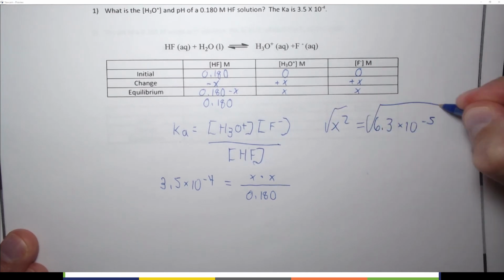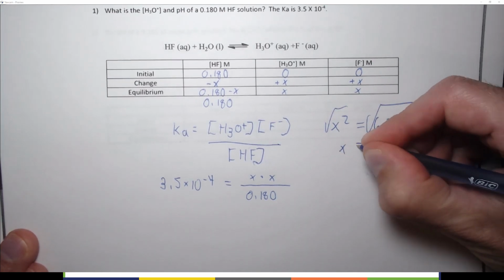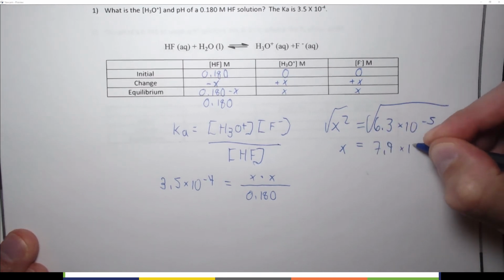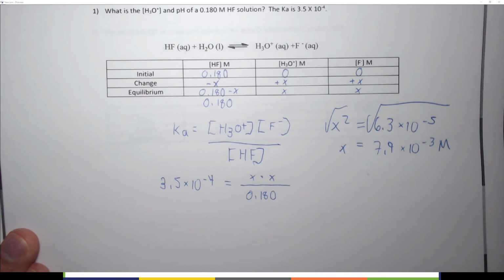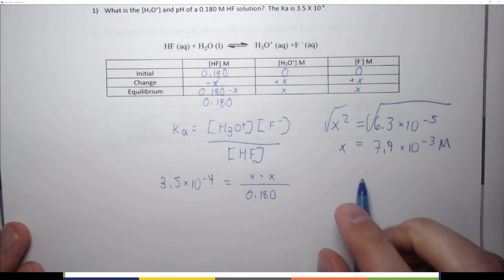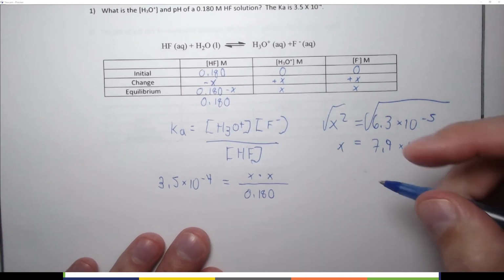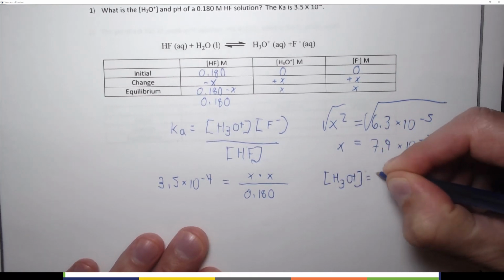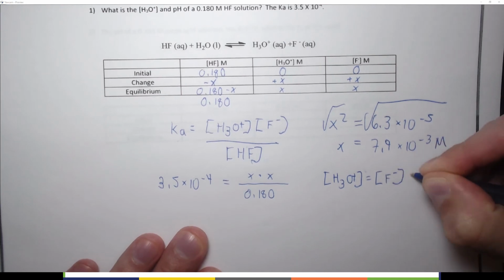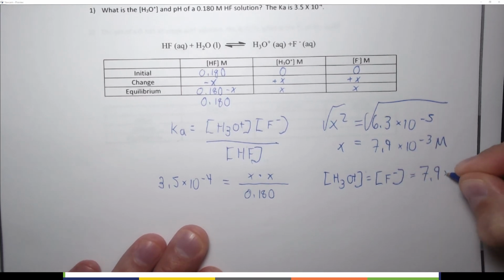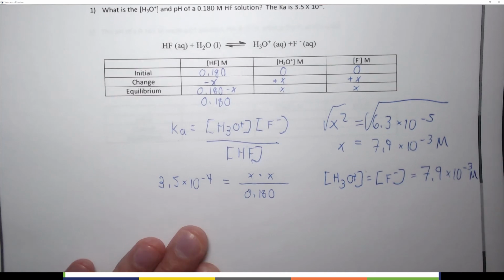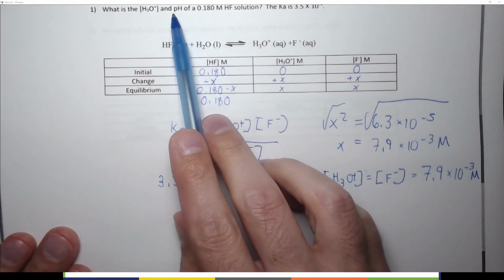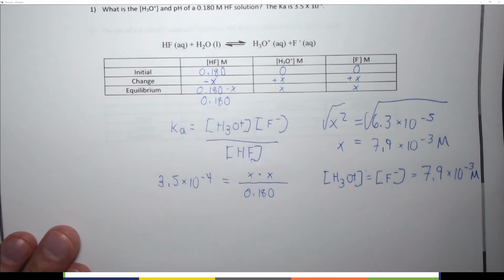Take the square root. x equals 7.9 times 10 to the minus 3 molar. Now, if this were in the previous chapter, this is what I would do. I would write concentration of H3O+ equals concentration of F- equals 7.9 times 10 to the minus 3 molar. But in this case, I'm not asked for that. I am asked for the pH. So there's an added step.